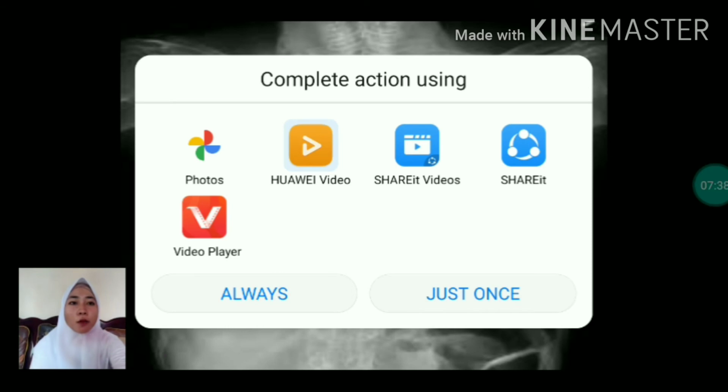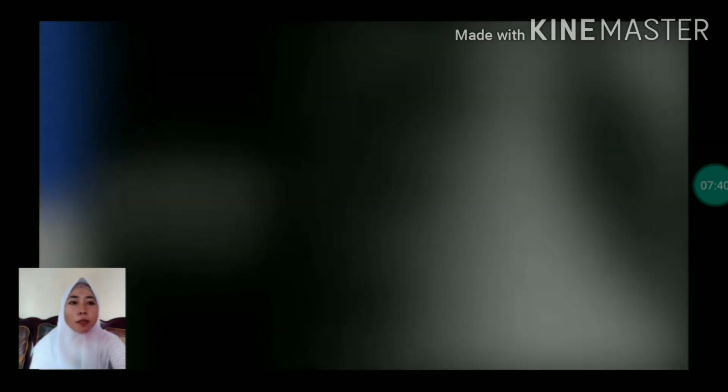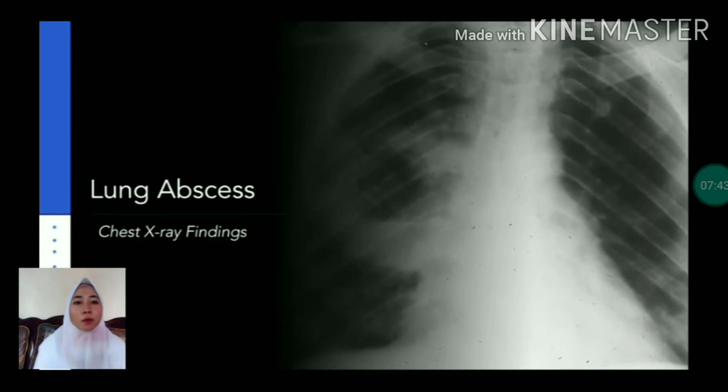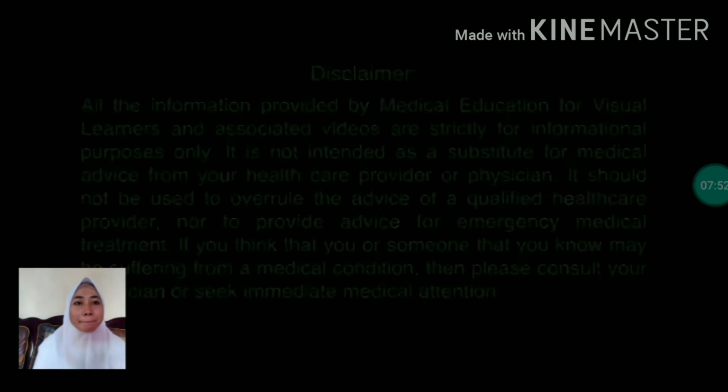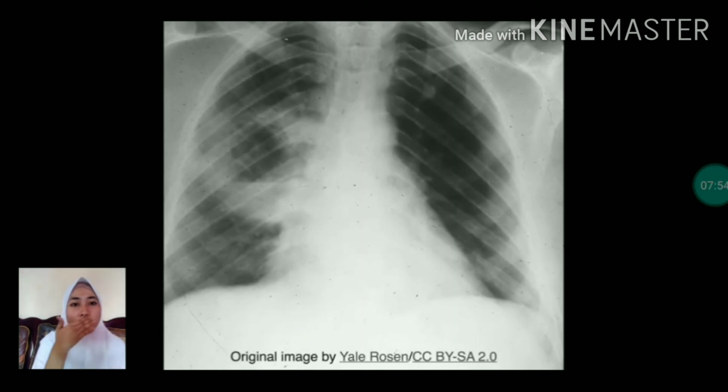So I have here the video for the findings of the lung abscess, which is the chest X-ray findings. A lung abscess typically appears as a focal round mass with a central cavity and a gas fluid level. The outer wall of the cavity is poorly defined due to surrounding consolidation, while the inner margin is relatively sharp. Within the cavity is a collection of gas and fluid. A sharp horizontal line divides the dark radiolucency, the gas, from the dense opacity below it, the fluid.